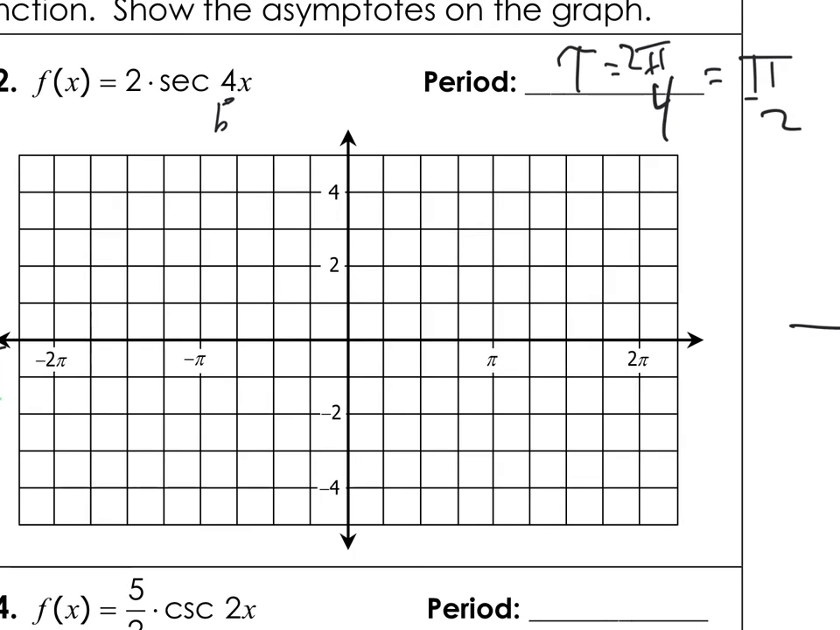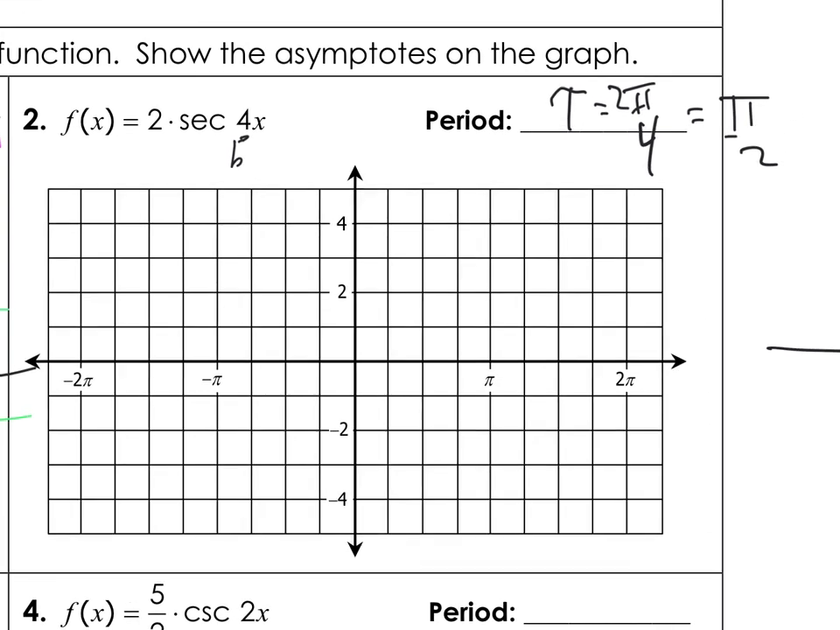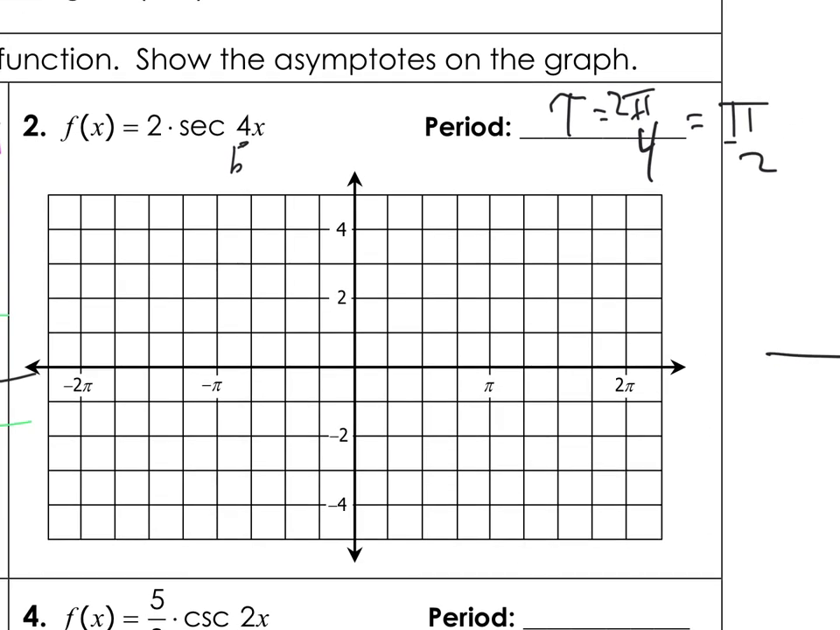So, does it shift left or right, up or down? It doesn't shift anywhere. There's no K. I only have an amplitude and a B, and the amplitude changes, right? The amplitude changes, yes. So this thing's still going to start at zero.